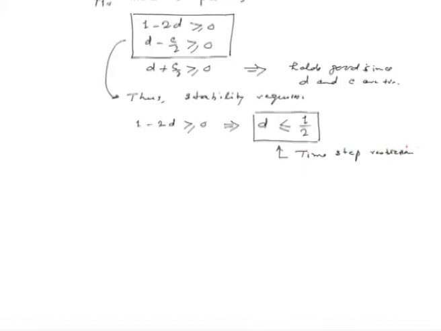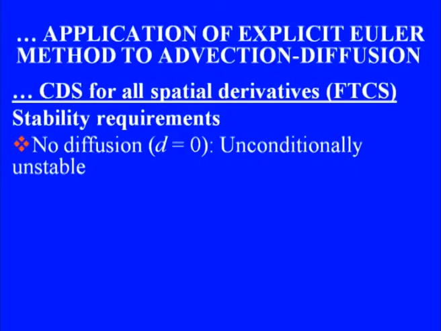Okay. And the next one says d minus c by 2 should be greater than or equal to 0. That translates to what we call a restriction on our velocity field, or it leads to the local cell Peclet number. This should be less than or equal to 2. So, the first requirement puts a limitation on time step, the second one puts a limitation on our spatial discretization. Now, let us have a look at one more case.